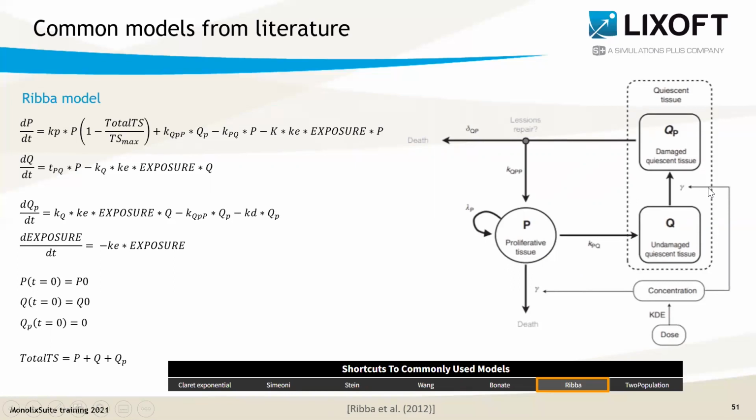The tissue composed of cells in proliferation is directly eliminated because of the DNA damage induced by the treatment. And the non-proliferative tissue, so Q, is also subject to DNA damage from the treatment that leads to the damaged quiescent tissue QP. And then when we're re-entering the cell cycle, these DNA damaged quiescent cells can either repair their DNA damage and return to proliferative state, or die because of the unrepaired damages. So this is slightly more complex.